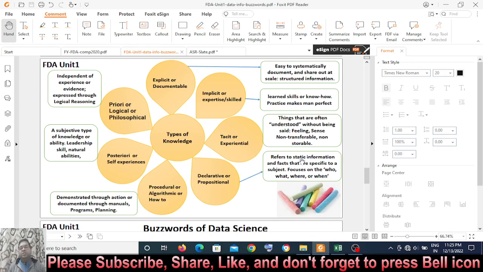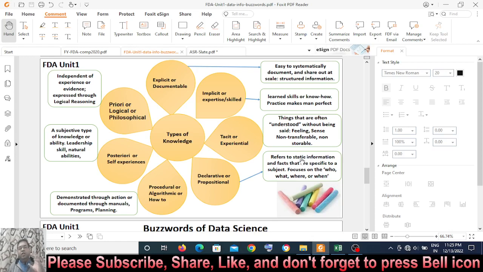Then there is tacit or experiential knowledge, what we call enlightenment. You understood something without being told. It is feeling, sense, non-transferable, non-storable knowledge, and it is not expressible. If you go on explaining it, it is impossible to explain; there are no words at all for that. That is tacit or experiential knowledge.